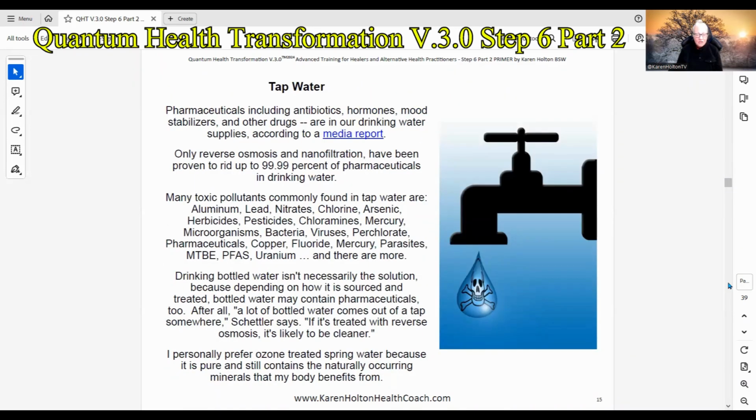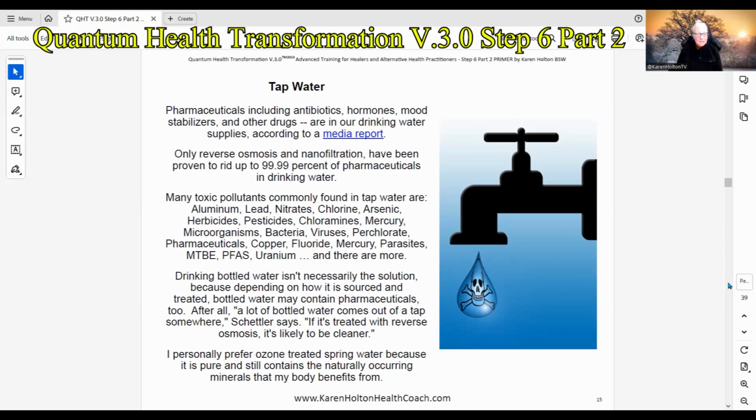Next, I want you to consider tap water. A lot of people just fill up the kettle at the tap and make a cup of tea. Pharmaceuticals, including antibiotics, hormones, mood stabilizers, and other drugs, are in our drinking water supplies, according to a media report. And again, I have the link here in the PDF. Only reverse osmosis and nanofiltration have been proven to rid up to 99.99% of pharmaceuticals in drinking water.